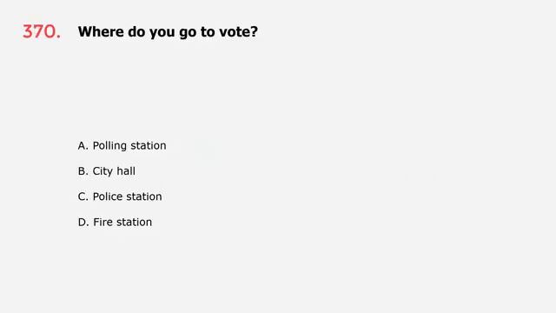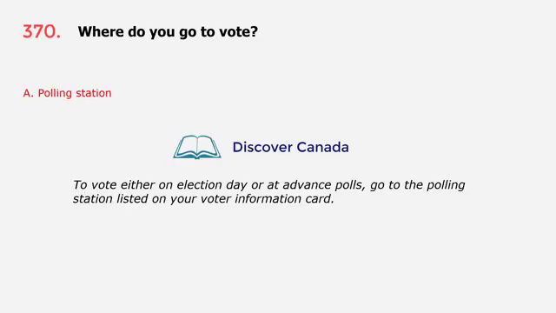Question 370. Where do you go to vote? A, polling station. B, City Hall. C, police station. D, fire station. The answer is A, polling station.